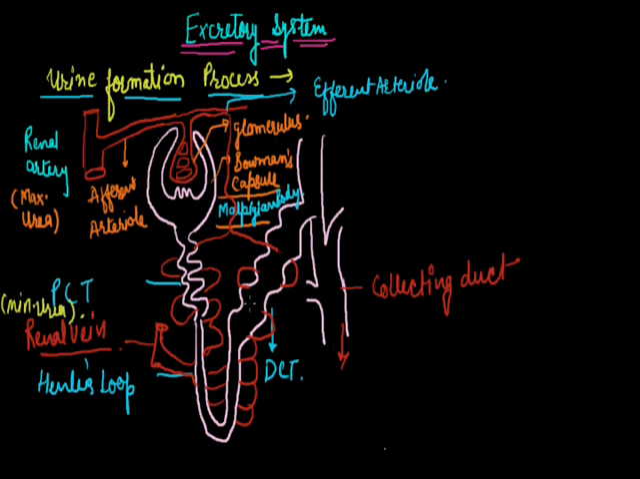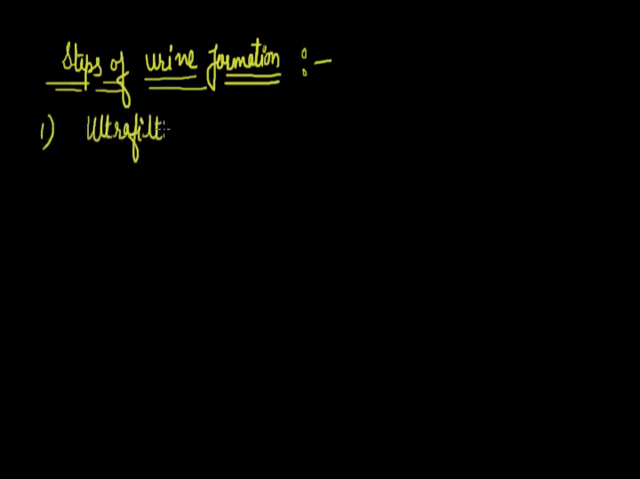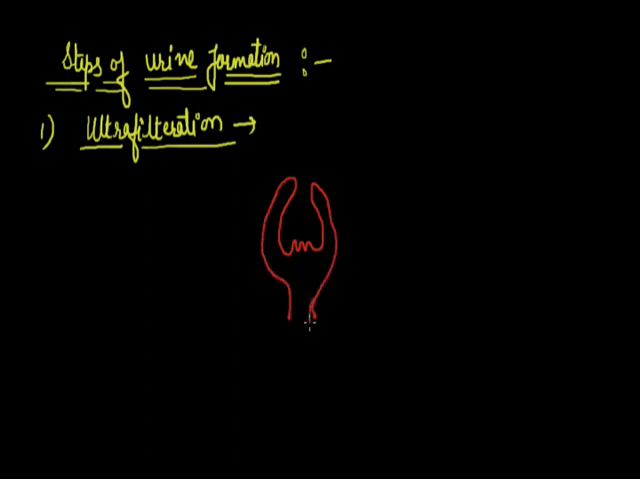Now what are the steps of urine formation? I'm going to clear them. The first step of urine formation is ultrafiltration. That means it's a fine filtration which is done with the help of the glomerulus inserted in the Bowman capsule. This is the Bowman capsule. First let's look at exactly what's going on here.